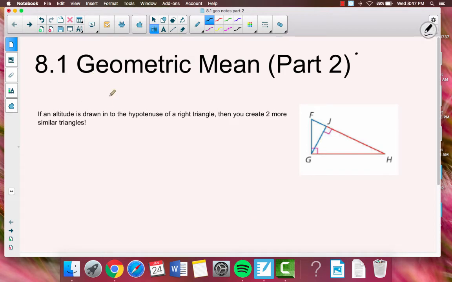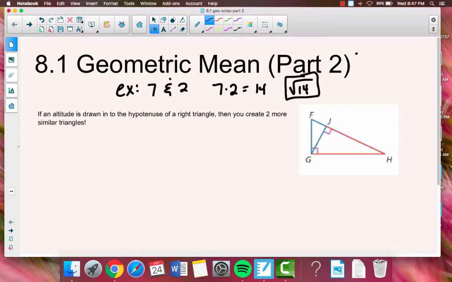So just as a quick reminder of what geometric mean is, remember, in order to find the geometric mean of something, if I have two numbers, for example, 7 and 2, I multiply them together to get 14, and then I take the square root of that number. So the square root of 14 would be your geometric mean.